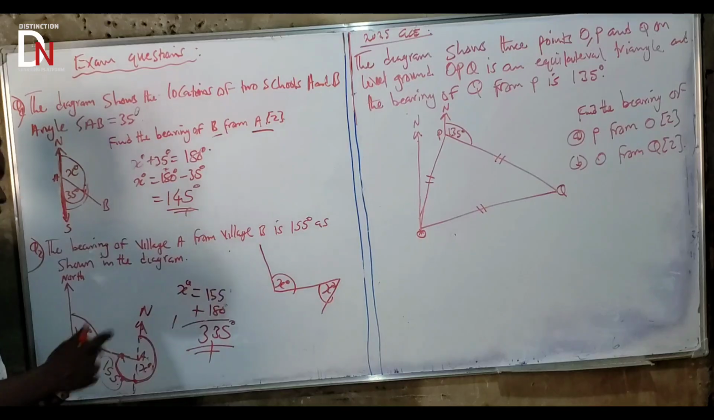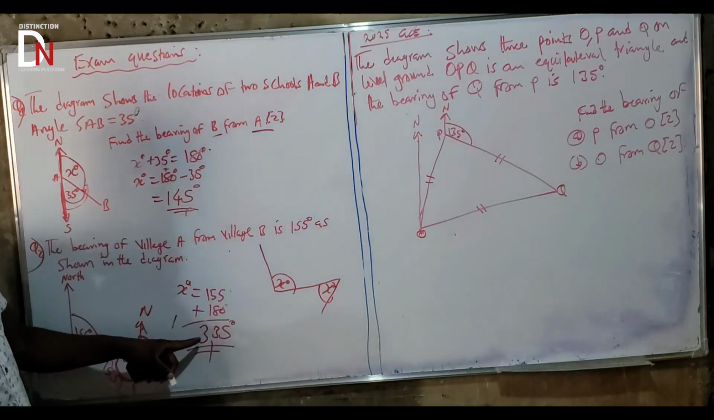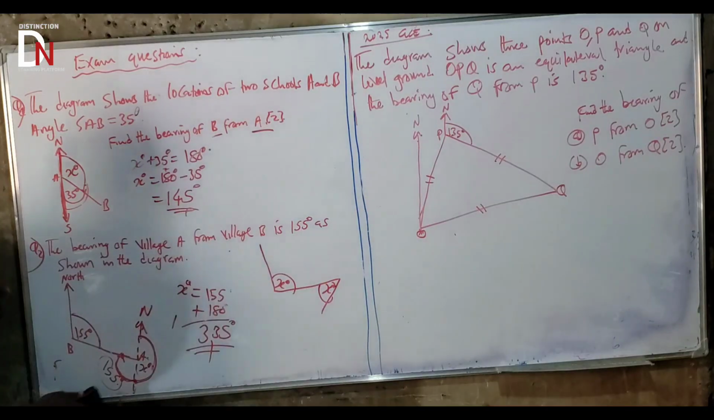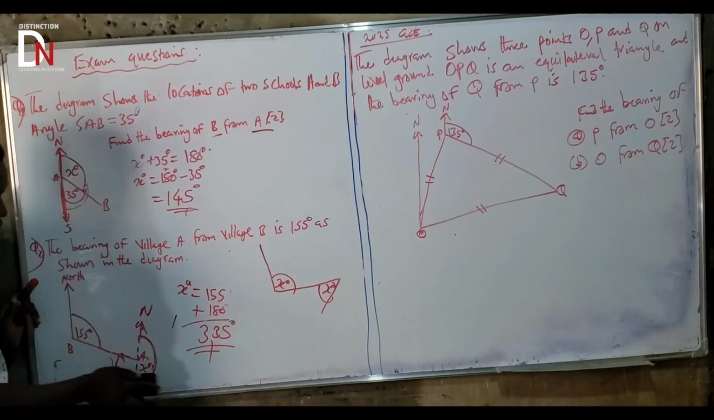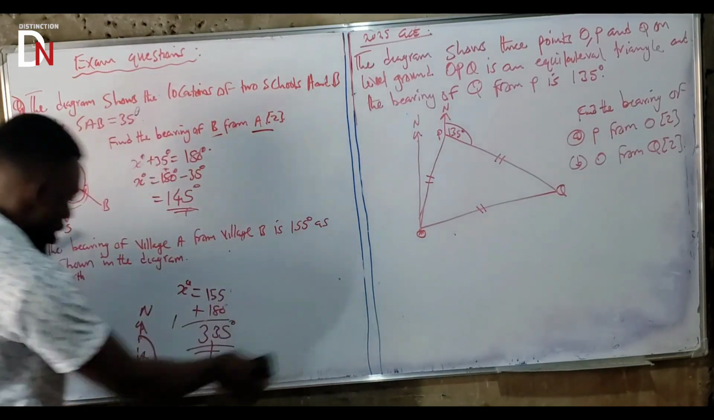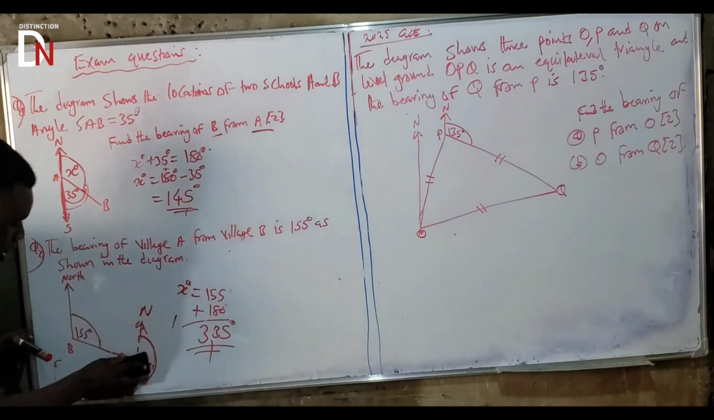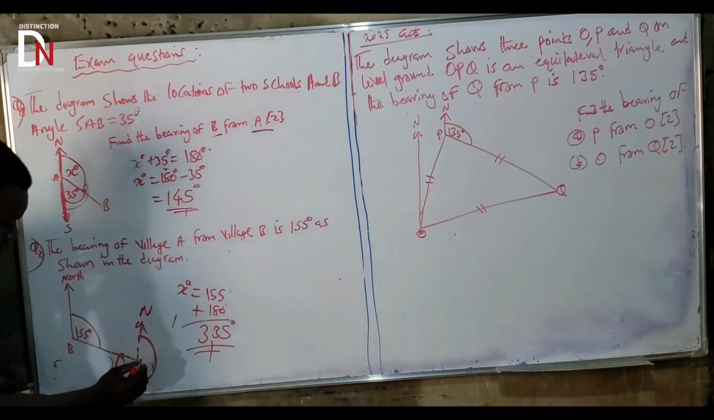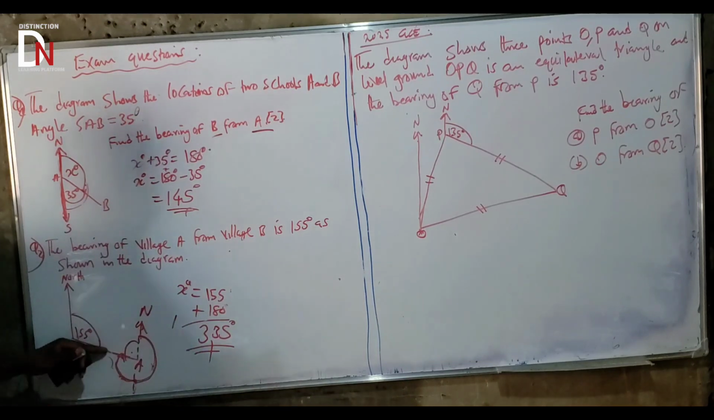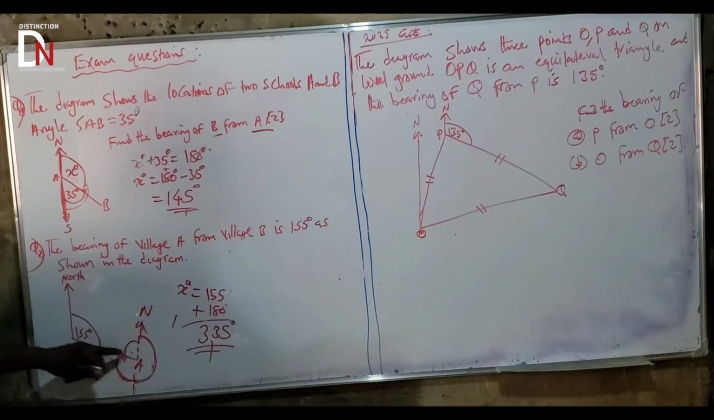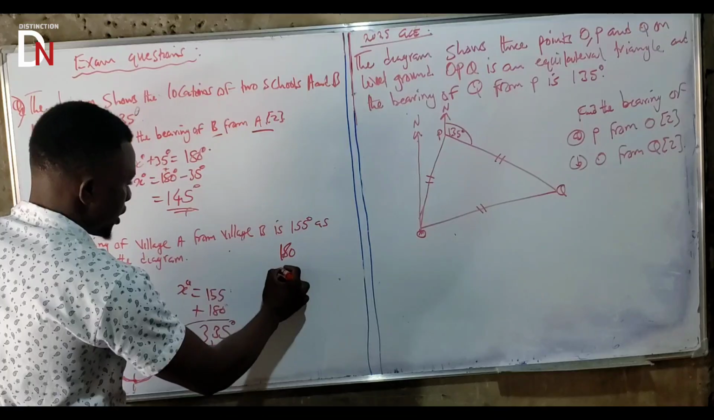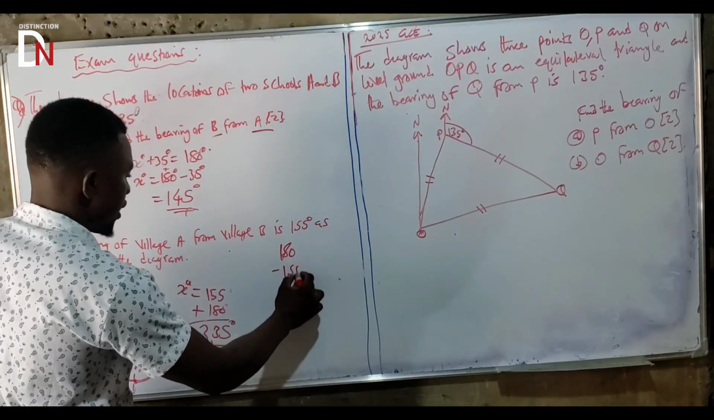So the bearing of village B from village A is 335 degrees. Okay, if you don't want to use that method, there are so many ways of killing a rat. Basically, you can start by first finding this angle by simply saying angles on a straight line add up to 180. This angle plus that angle, when you sum up, they're supposed to give you 180. You can say 180 minus 155 degrees.